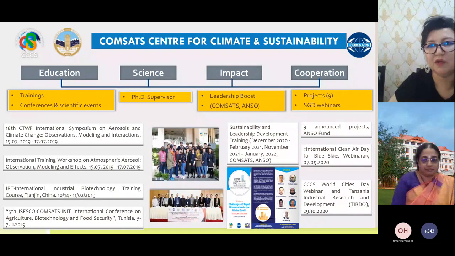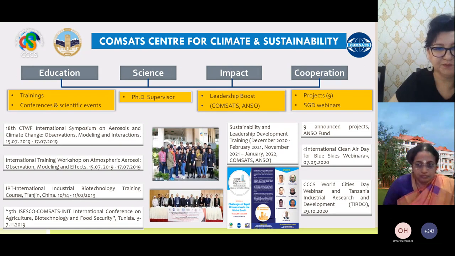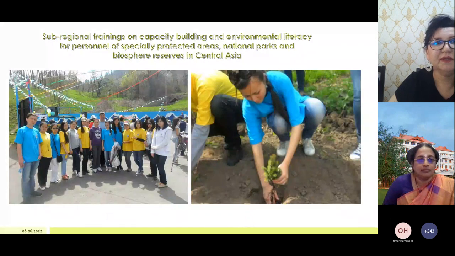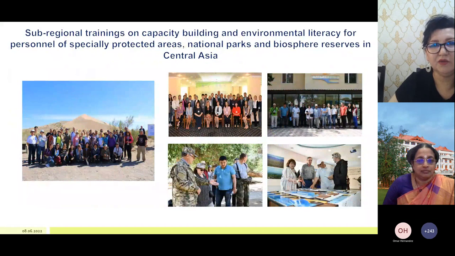Now, this is the COMSATS Center for Climate and Sustainability that also does work in education, science, impact, and cooperation. Also, some examples of the events that have already been hosted by our university in the frames of this center: sub-regional trainings on capacity building and environmental literacy, again trainings on environmental literacy for personnel of specially protected areas, national parks, and biosphere reserves in Central Asia.